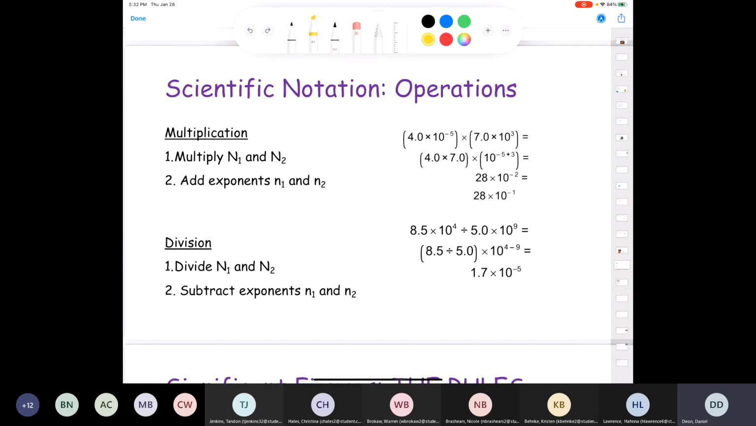If we're dividing, however, we divide the mantissa, so I would divide 8.5 by 5. But what do I do with the exponents? I subtract them. So I would take 4 minus 9, which would give me -5. But again, it's much easier to just punch it into your calculator.